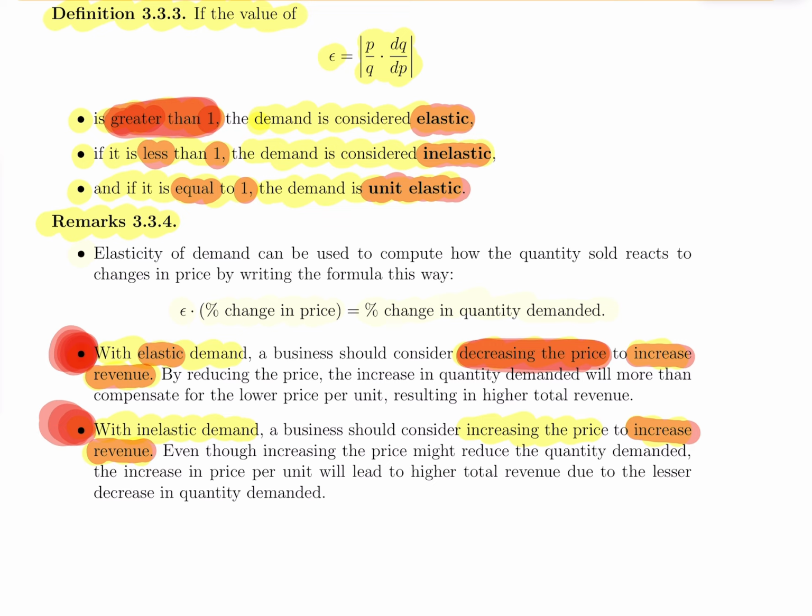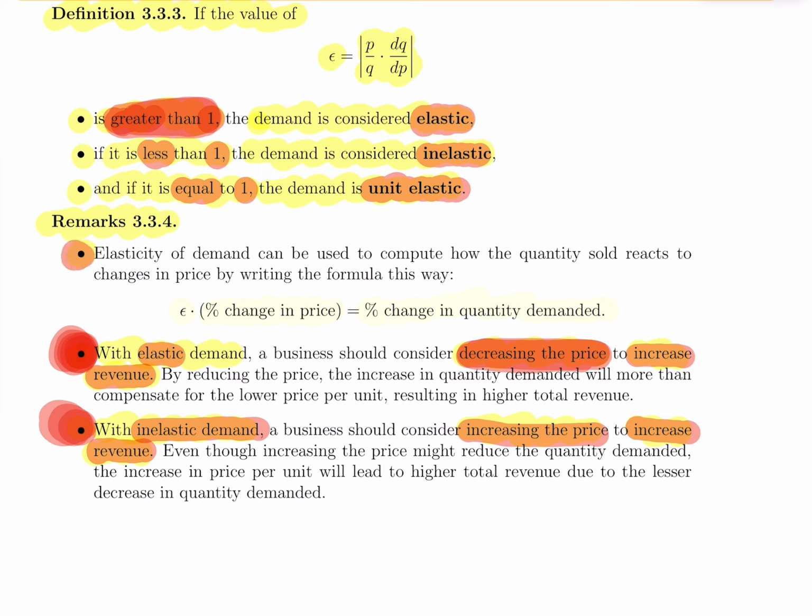If you are increasing the price in that second scenario, you're going to be increasing the revenue. Even if you're selling fewer items, the extra cash that you're making per sale will generate more revenue. Even if you're selling less, you're making more cash. So that's the big difference. For elastic, decrease the price to make more cash. For inelastic, increase the price to make more cash. Okay, so absolutely crucial.